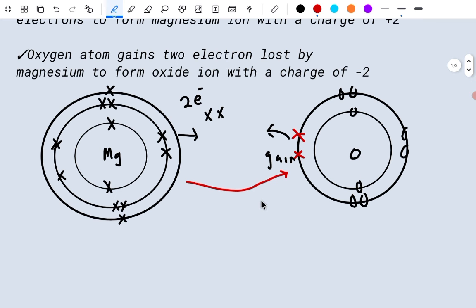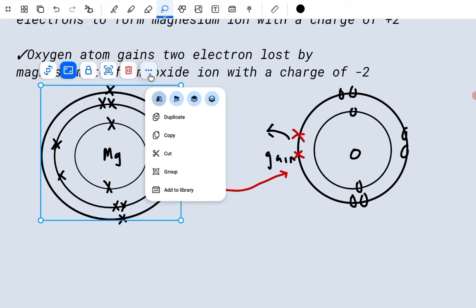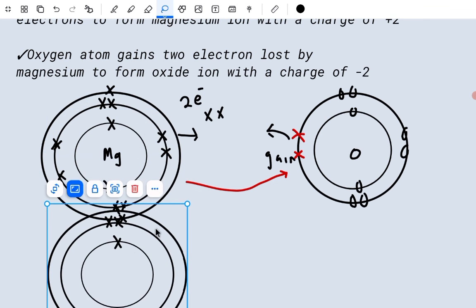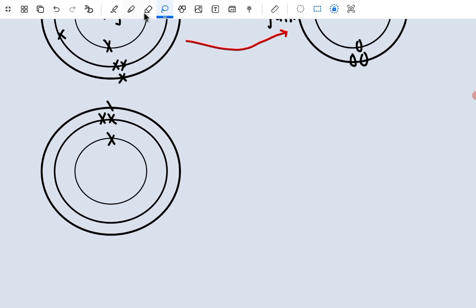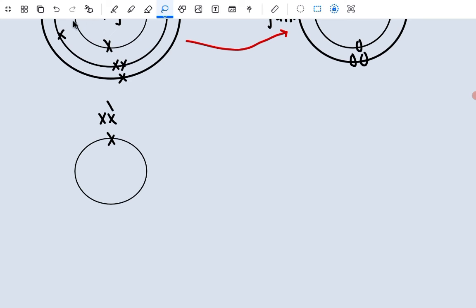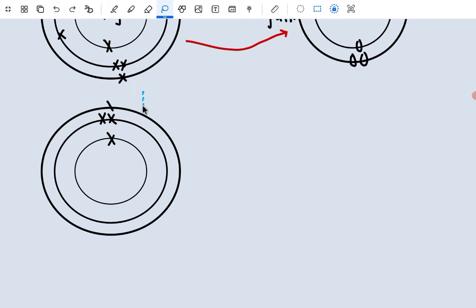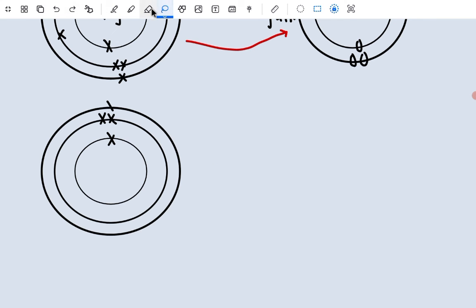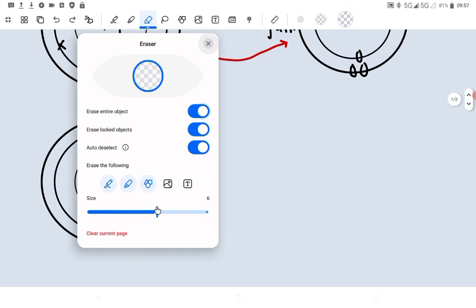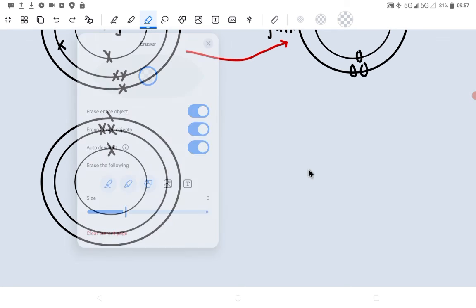Once this happens, you are going to have this. Since it has lost these electrons, it's no longer going to have 3 shells. It's going to be something like this. Just wanted to delete this one alone. Using these digital things I'm failing to erase properly, but it's making my work easy.